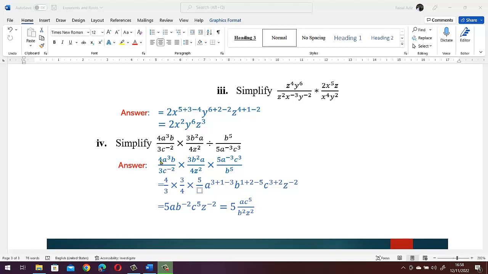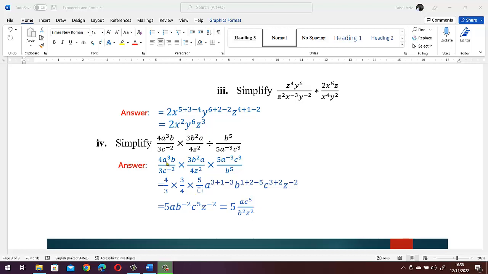The constants, I have 4 upon 3 multiplied by 3 upon 4, and this 5, as you can see that 5 divided by it should be 1, but normally we do not write 1. Even we can keep 5 as it is. So after simplification, this 3 and this 3 will be cancelled, this 4 and this 4 will be cancelled, so we'll be left with 5 only. So here we can go in order.